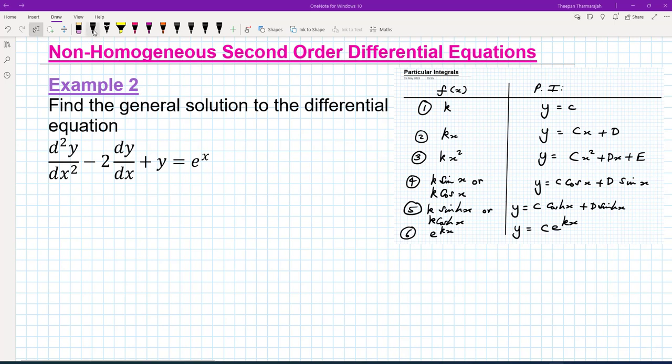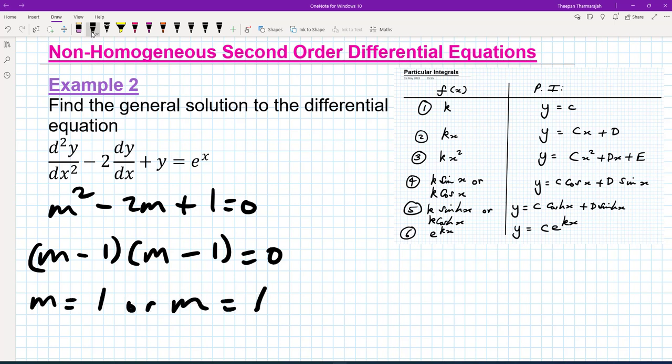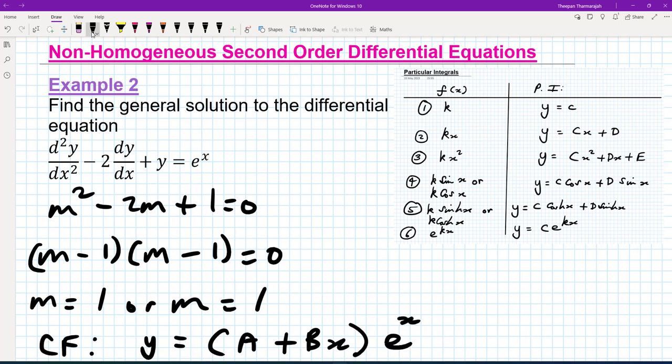Okay, welcome back. So the first thing we ought to do is solve the auxiliary equation. So we get a nice repeated root here. So m equals 1 or m equals 1. Don't forget, I've done videos on this. So we'll get this a plus bx times e to the power of x.